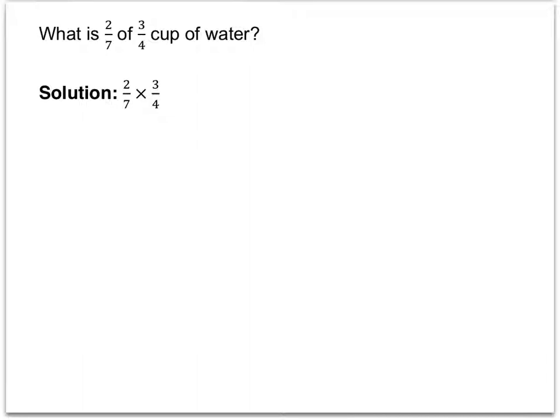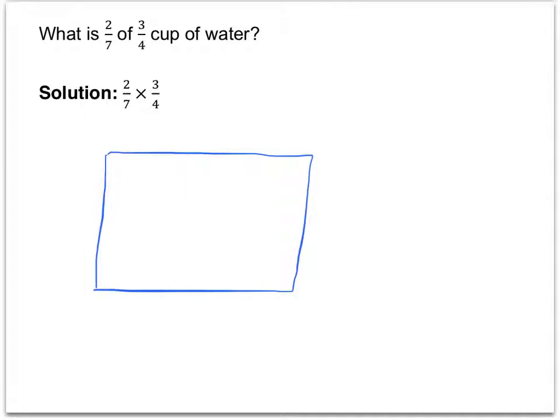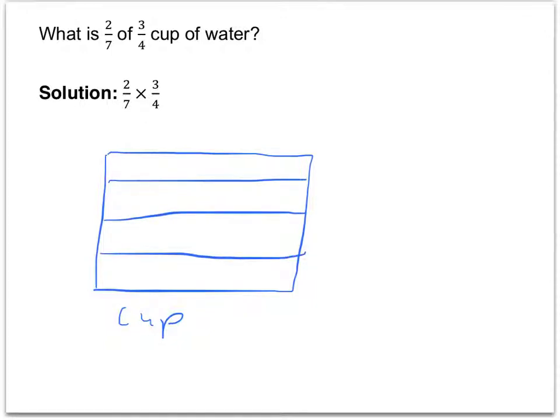And so the solution here, using the reasoning from our last problem, the solution is going to be 2/7 times 3/4. And so let's try to reason through what this answer is going to be. So let's draw a box here to represent our whole, which is 1 cup. And then we start off with 3/4 of a cup. And so let's draw some horizontal lines here. And then we're going to have 3 of those pieces. So that right there is 3/4 of a cup of water.